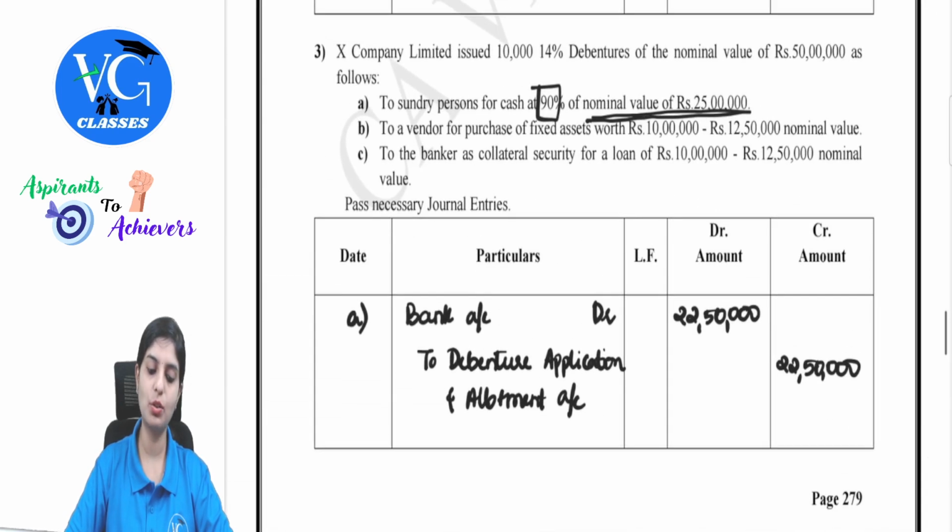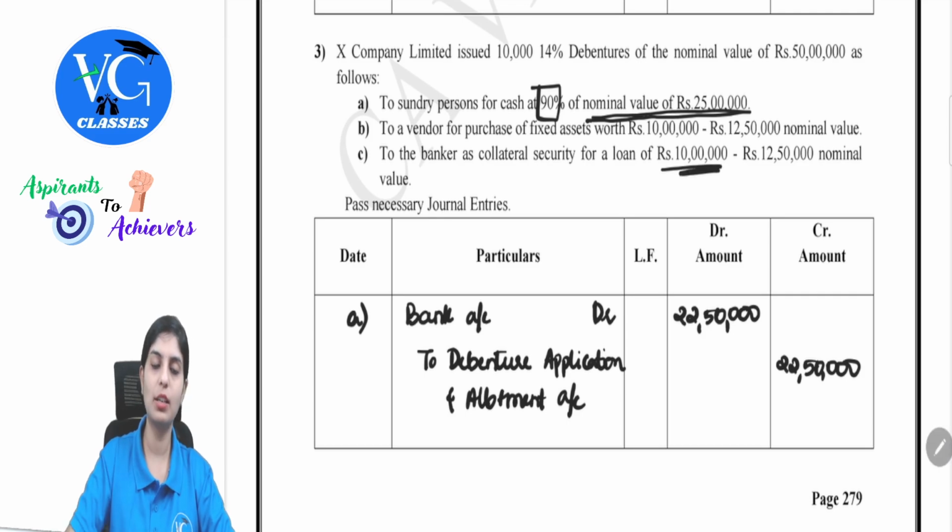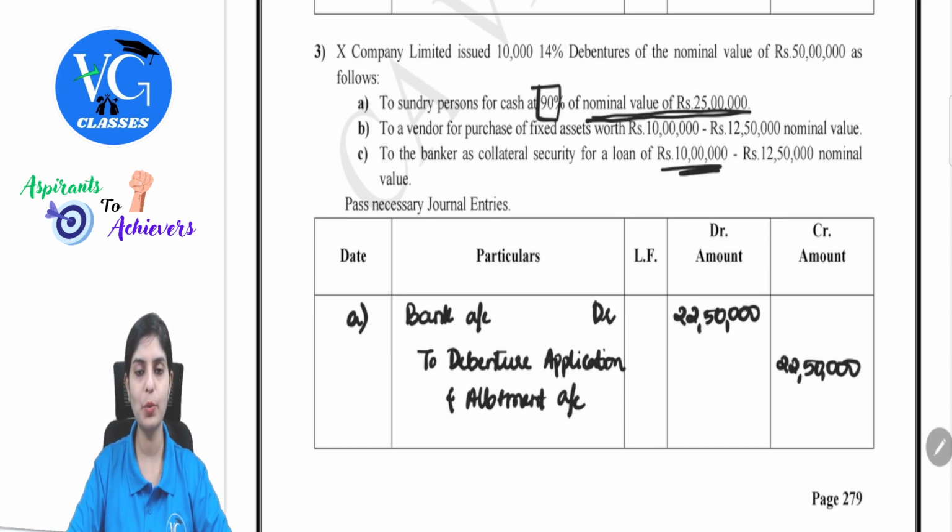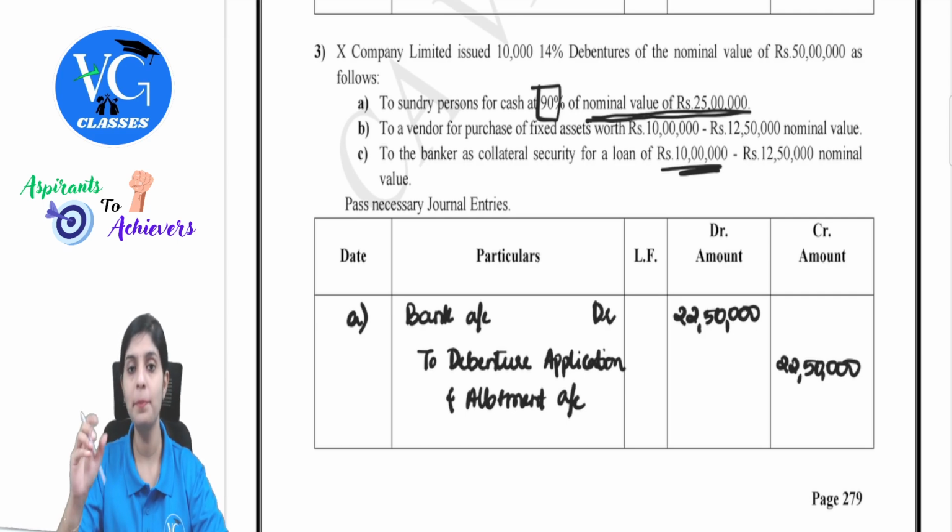To the banker as collateral security for a loan of 10 lakh, 12 lakh 50 again nominal value. So again the loan worth is 10 lakh but you are issuing 12 lakh 50 representing nominal value. Remember, if the issue of debentures as collateral security, there were two methods. Here the question is not specifying anything. If it doesn't specify, we will always follow method 1. What does method 1 prescribe? You will not pass any entry for issue of debentures as collateral security. You will just show that as notes to accounts.